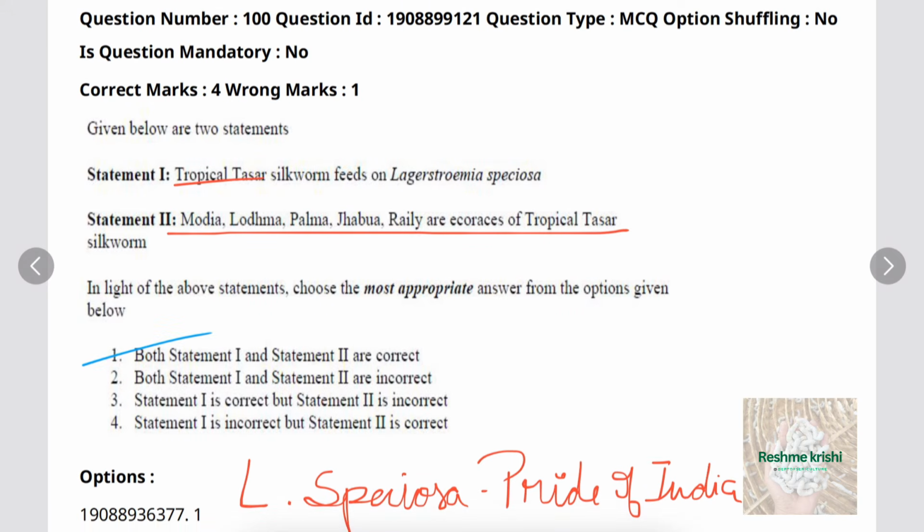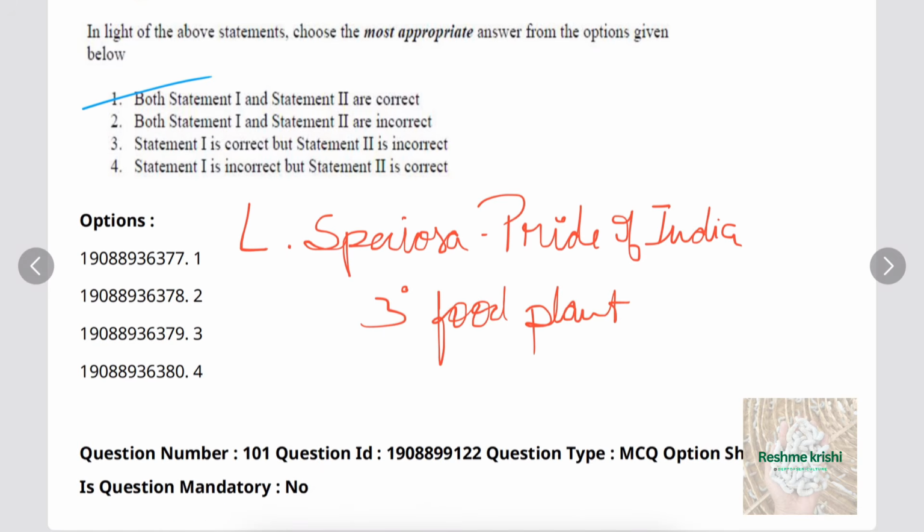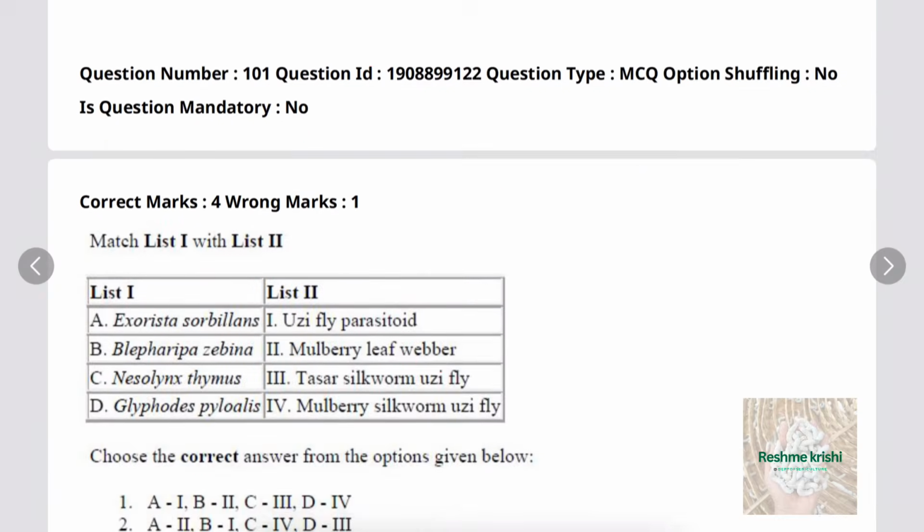Both statement 1 and 2 are correct, because the species is also known as pride of India. This is a tertiary food plant of tasar. So both the statements are correct.